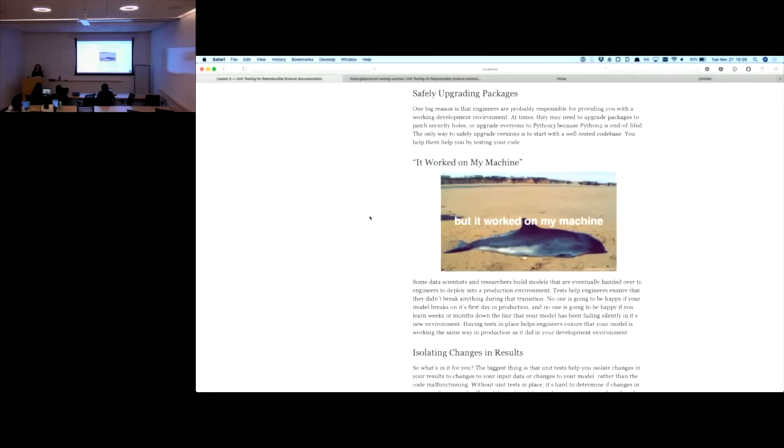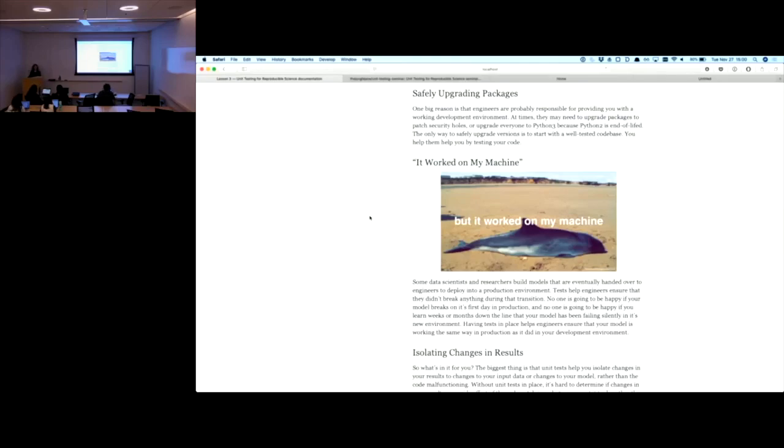And so at times, they need to upgrade packages for security reasons. They need to patch a security hole or whatever. And again, as we already said, the only way to safely upgrade packages is to start with a well-tested code base. Otherwise, they don't know if they're going to break your stuff, and everyone gets upset.